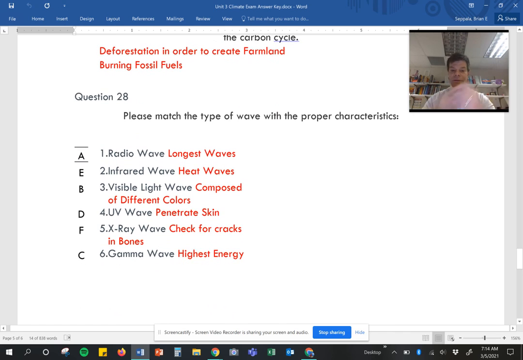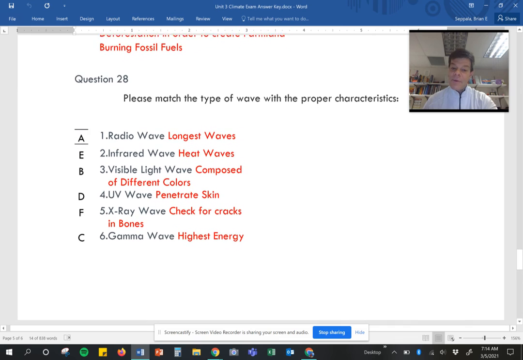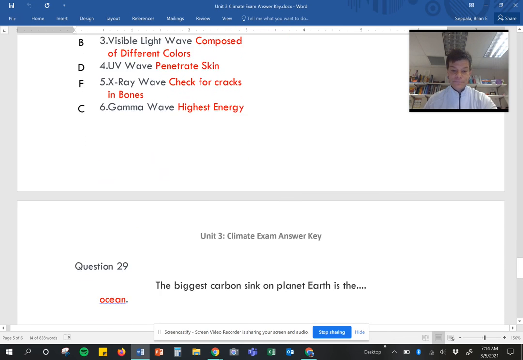Number 28, we did well on this one. Radio waves are our longest. Infrared are heat waves. Visible light waves are composed of different colors. UV rays penetrate your skin. X-rays check for cracks and bones, and gamma waves are the highest energy.